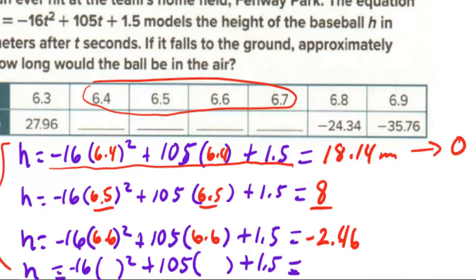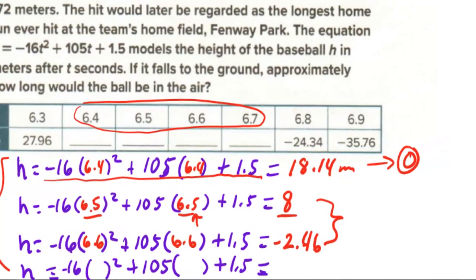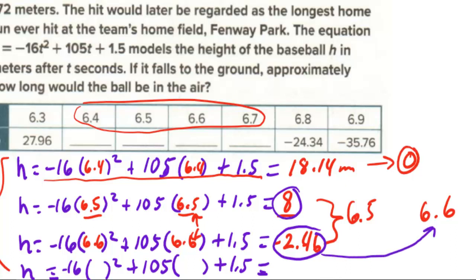So where does it pass 0? Well, it passes 0 somewhere between here and here, which means it's somewhere between 6.5 and 6.6 seconds. Now, if you want to say somewhere between 6.5 and 6.6, that's perfectly fine. However, if you wanted something a little bit more precise, you can see that this number is closer to 0 than 8 is, which means the true answer is going to be closer to 6.6 than it is to 6.5. So if you wanted to estimate it, you could probably say it's around 6.58 or 6.59. Either one of those answers will be okay.